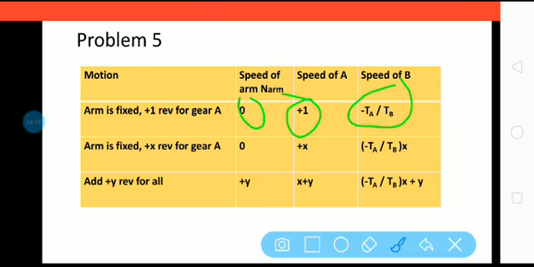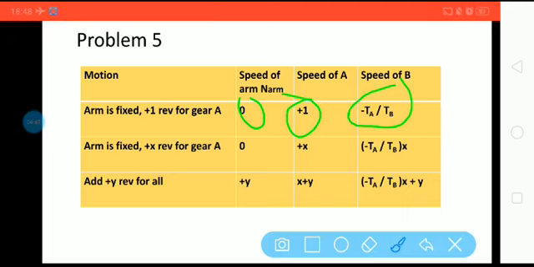Okay, so next row is arm is fixed. Instead of +1, we are giving +x revolution for gear A. Therefore arm speed will not change, it will be the same as 0, but speed of A will change to +x. So when speed of A changes to x, what happened to B? X into the previous value, that is x into minus TA by TB.